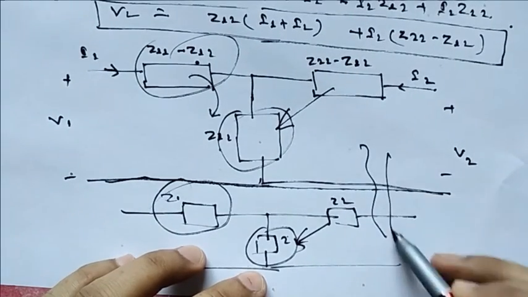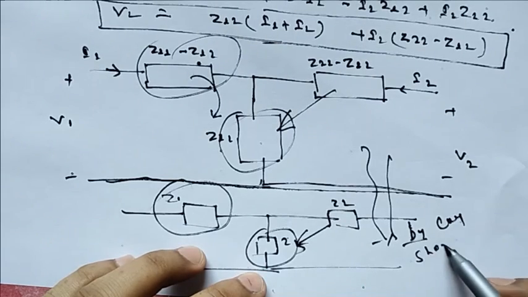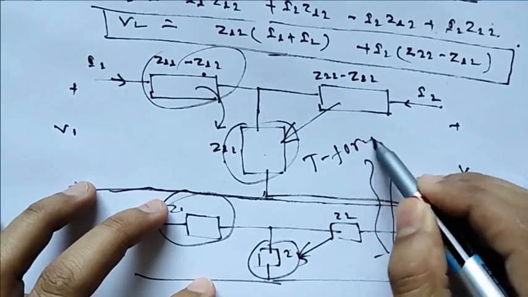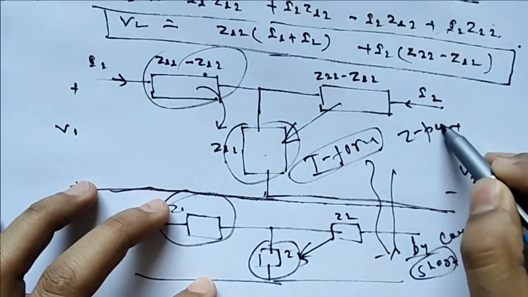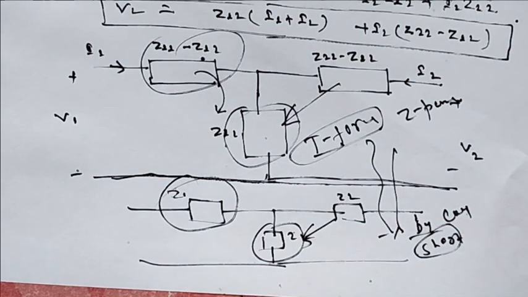So by comparing, or by shortcut, it is just written in T form. This is the T form of the Z parameter. So this is all about the Z parameter, the theory related to the Z parameter, and it is easy to solve the Z parameter in this.